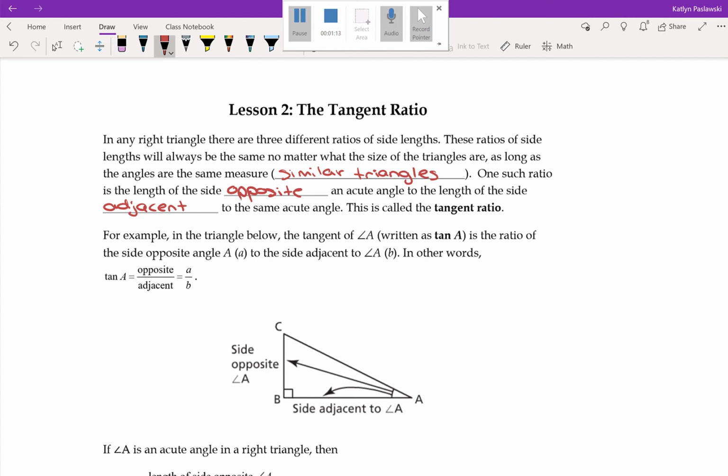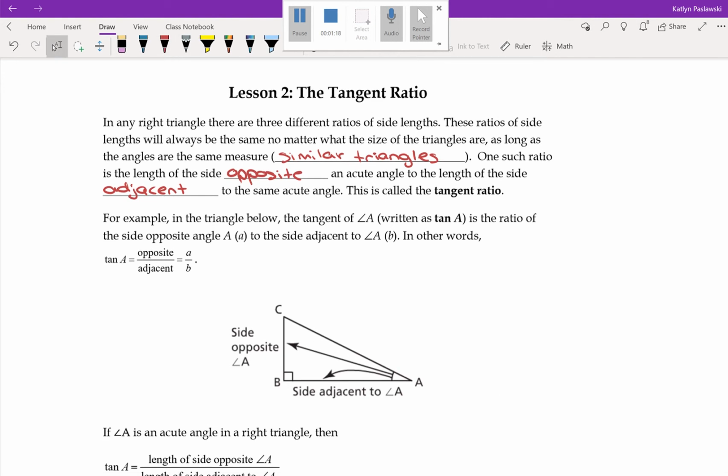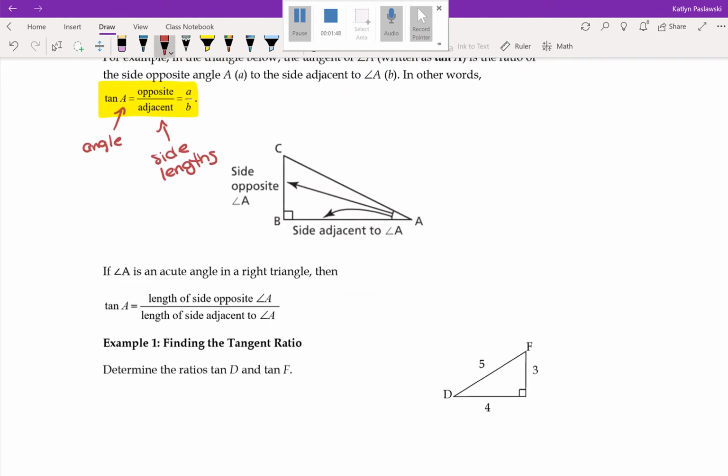For example, in the triangle below, the tangent of angle A can be written as tan A, the ratio of the side opposite of angle A to the side adjacent. In other words, we have this formula here. Tan A is equal to opposite over adjacent. So this is solving for the angle, and these here are the side lengths. And this formula will be very helpful for us as we solve this.